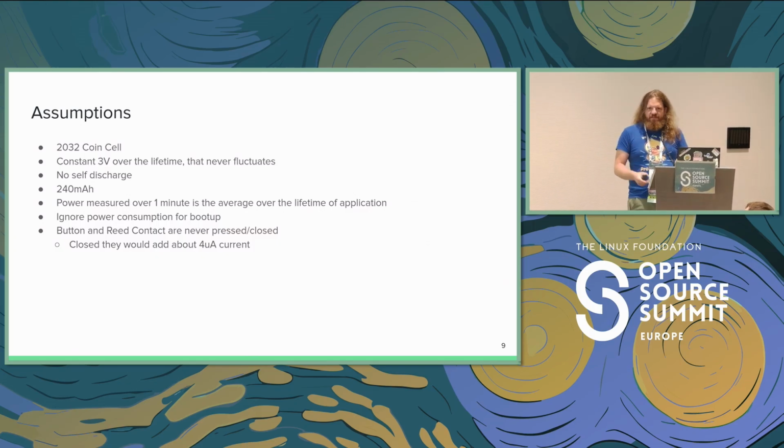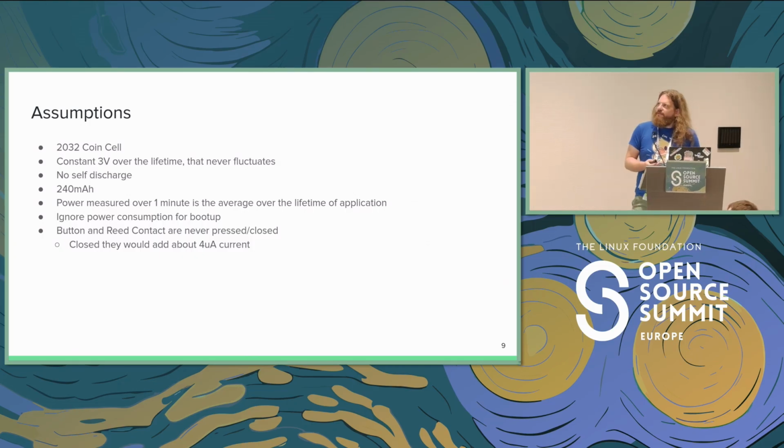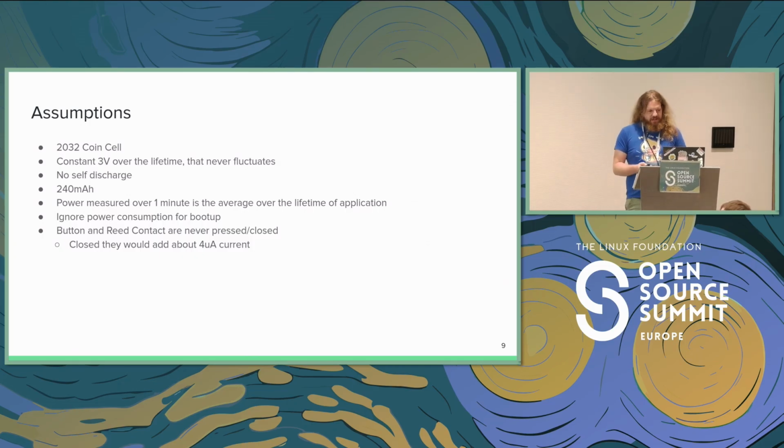If I press a button or if I close a reed contact, they add about 4 microamps. We can do some complex calculations later, but for our basic assumption, just assume they are never closed. They are always open, and that's quite enough. So what can we do?